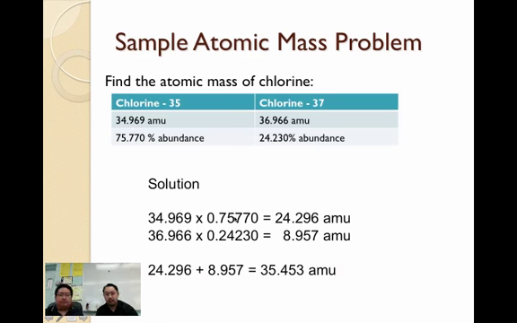So just like with the steps that we talked about in the previous slide, you can see that you have your mass and then the percentage, and we move the decimal over a couple of spaces to the left, multiply them together. That gets you your first AMU value, and then you repeat the process for the other isotope, and then you take those values, add them together, and that winds up being your atomic mass.